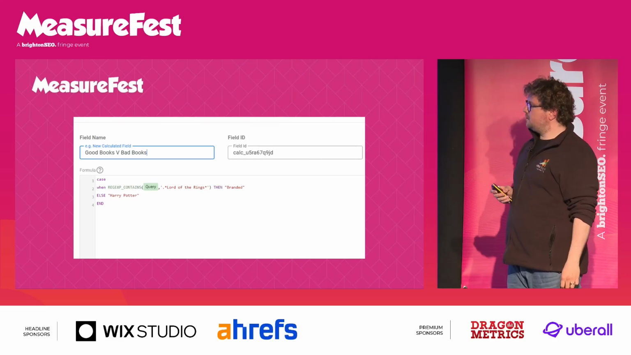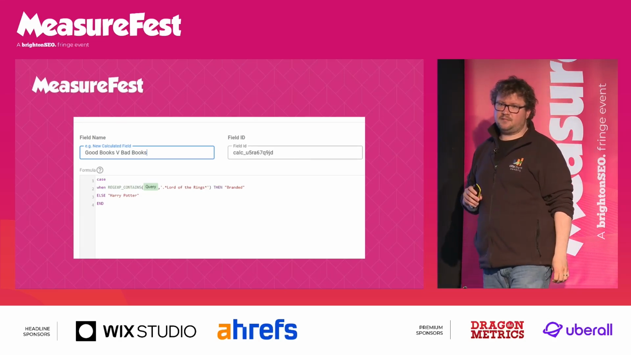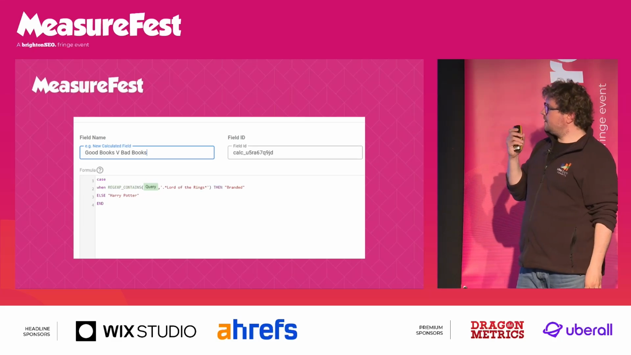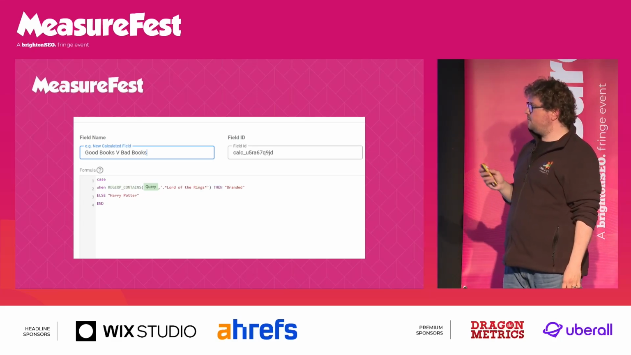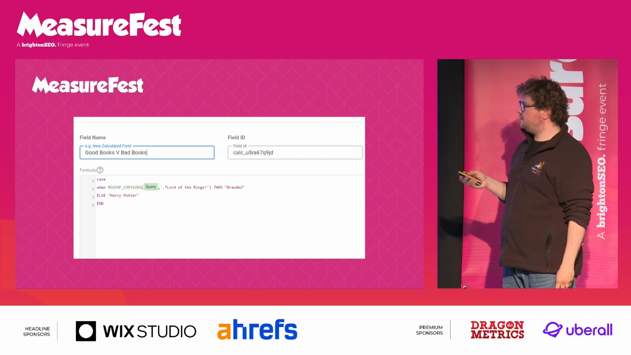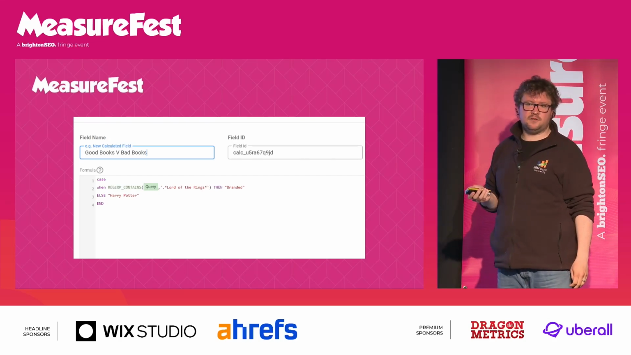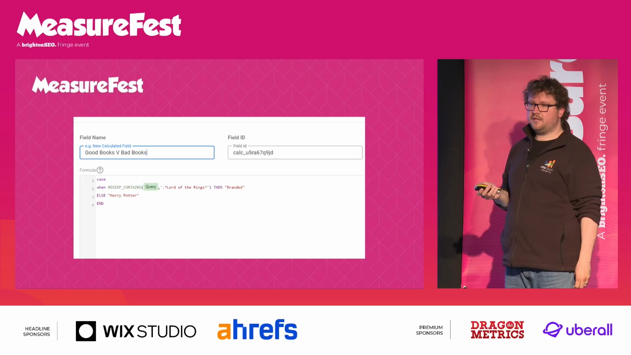So this is good books versus bad books. Yes, I'm not a huge fan of Harry Potter. Sorry about that. But I've created a good books versus bad books here, where if the query contains Lord of the Rings, then it's branded, else Harry Potter. So this is a branded versus non-branded Search Console calculated field here.